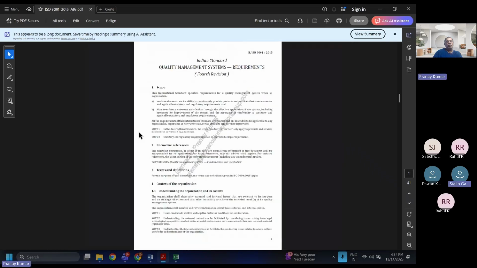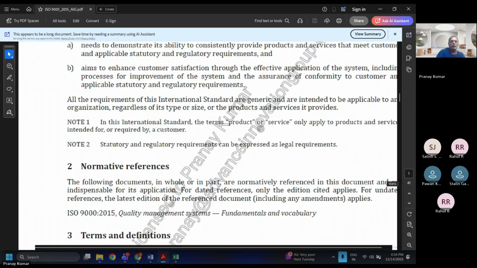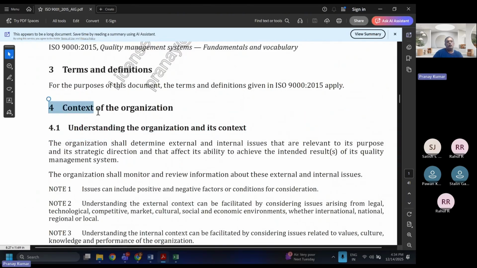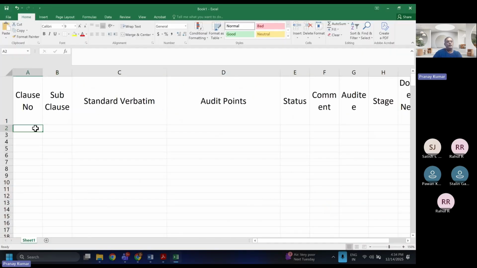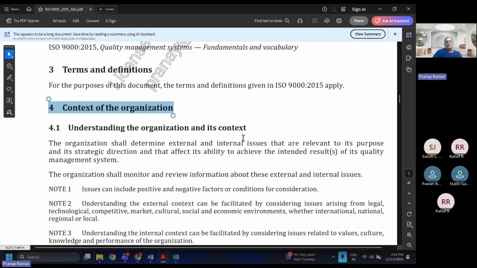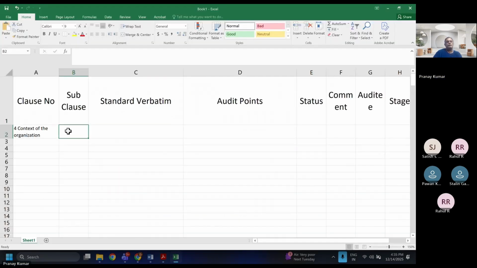I am going to clause number 4. Clause number 4 is context of the organization. I am copying this and pasting on my Excel sheet. Similarly, I will copy paste the name of the subclause also. 4.1, understanding the organization and its context.